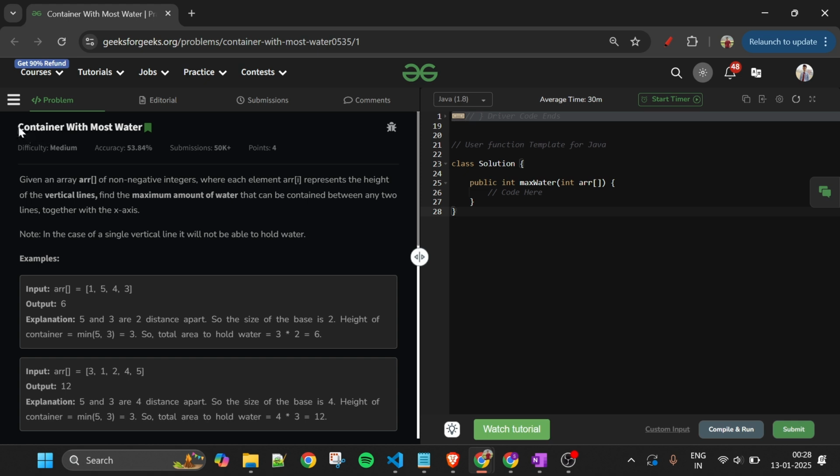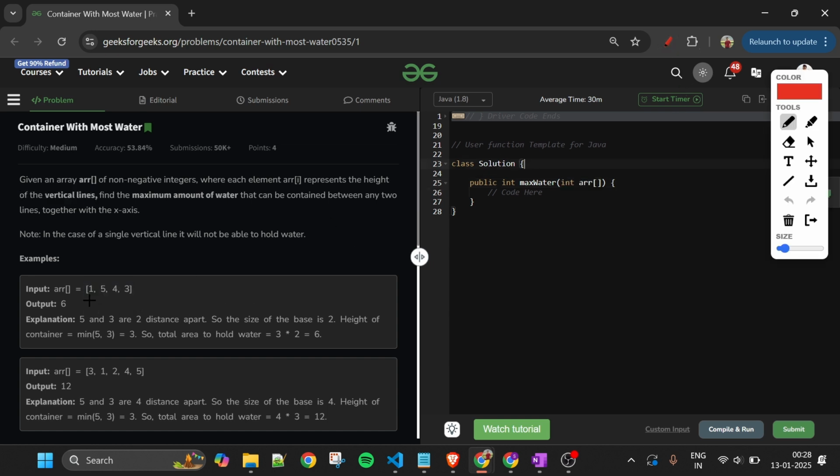Today's problem is container with most water, which is marked as a medium level problem. Let's find out what we will be given in this problem and what we have to do. We will be given one array ARR of integer types, and each element of this ARR will be representing the height of the vertical lines. And what we have to do is return the maximum amount of water I can store in these lines. All right, let's understand this quickly with one test case so that it becomes more clear to you.